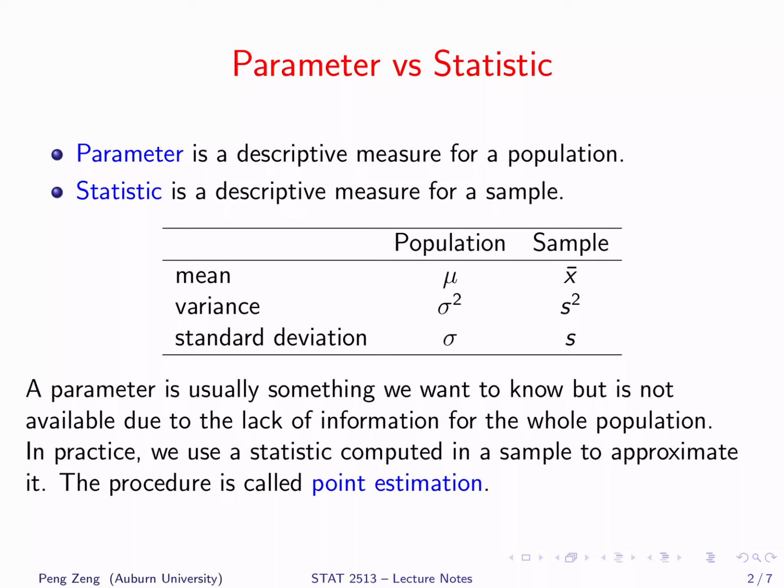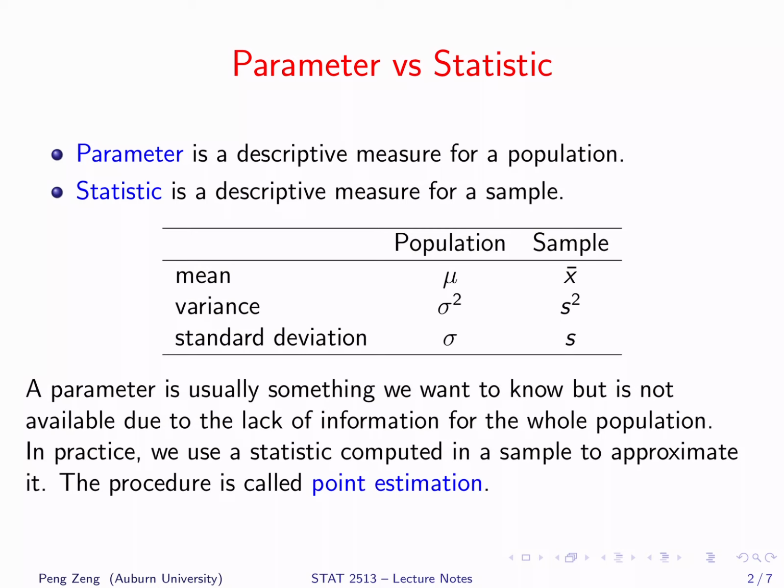The table lists the common symbols for parameters and statistics. We use Greek letters to denote parameters and use Latin letters to denote statistics. The population mean is mu, and the sample mean is x bar. The population variance is sigma square, and the sample variance is s square. The population standard deviation is sigma, and the sample standard deviation is s.